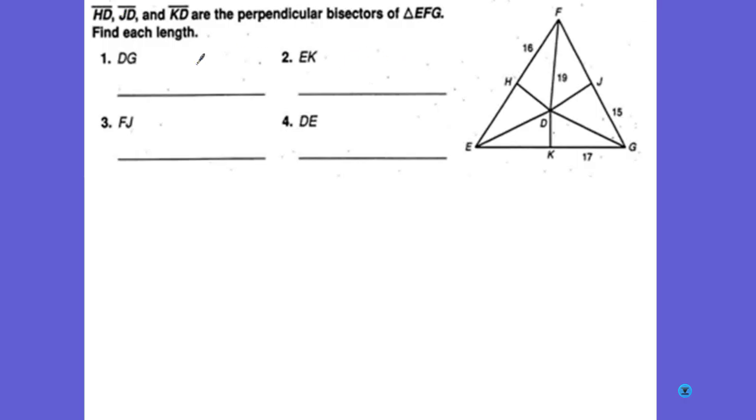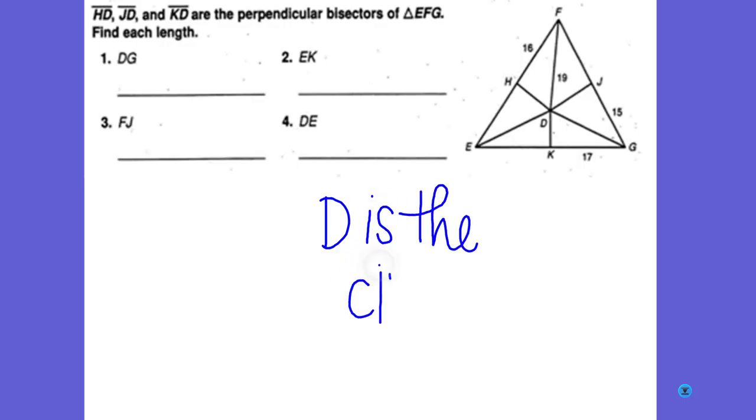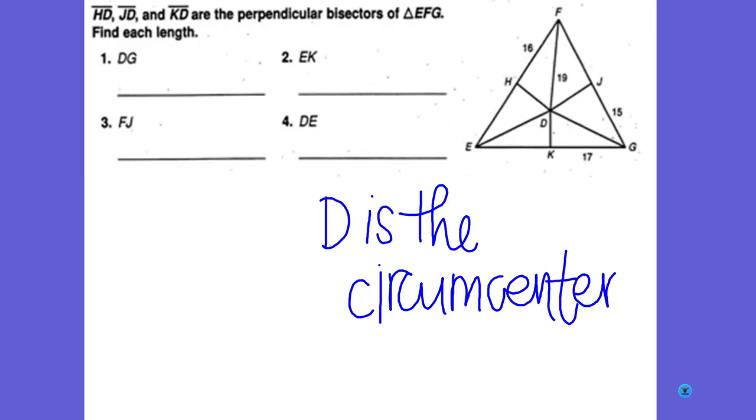So in this example, it tells us that segments HD, JD, and KD are all perpendicular bisectors. And we just learned that the perpendicular bisectors intersect at a point called the circumcenter. So point D, where those three perpendicular bisectors intersect, that's our circumcenter. So D is the circumcenter. And we just learned that the circumcenter is equidistant to the vertices. So from D to E is going to be the same distance as from D to F, which is going to be the same distance as from D to G. Those are going to be congruent.